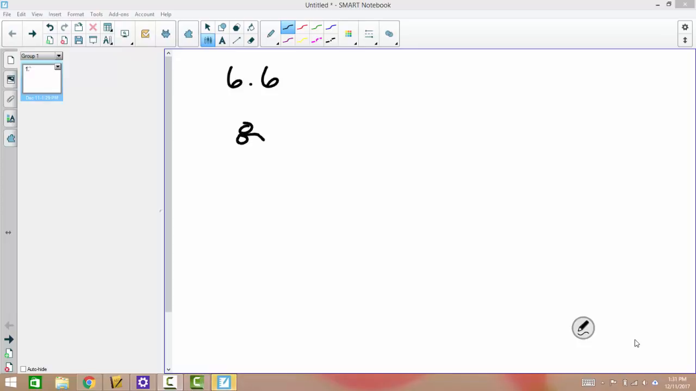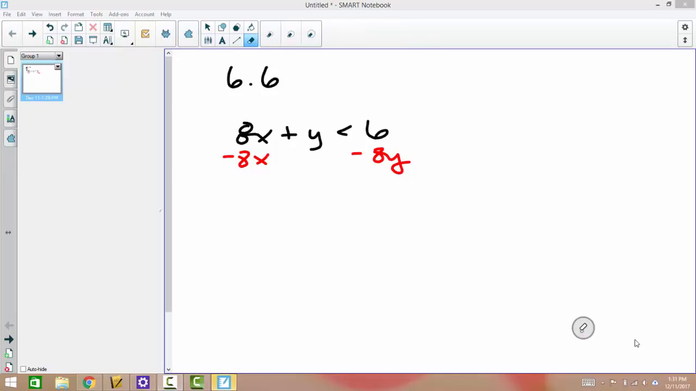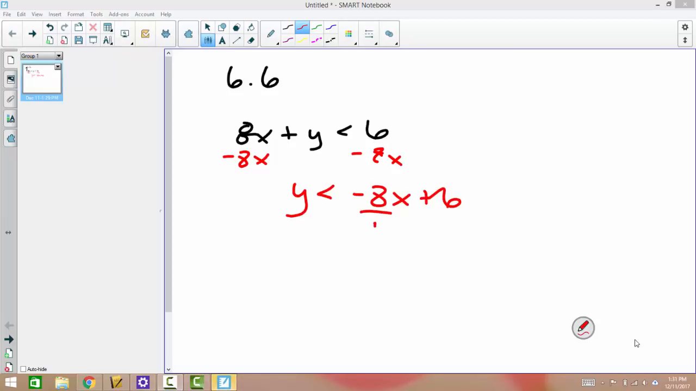I'll give you a problem. 8x plus y is less than 6. If you needed to graph that, what would be the first step? Hopefully you are thinking to isolate the y. So the equation is y is less than negative 8x plus 6. I would write the x first to keep it similar to mx plus b.